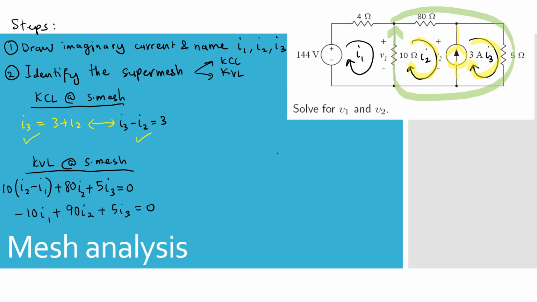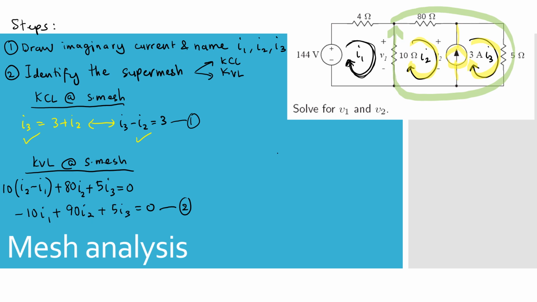After we rearrange this, how many unknowns do we have? Over here, in the first equation, we have only 2 unknowns. In our second equation, we have 3 unknowns. That means we need another equation to solve this problem. So where is the third equation? It should be at the I1 imaginary current here.